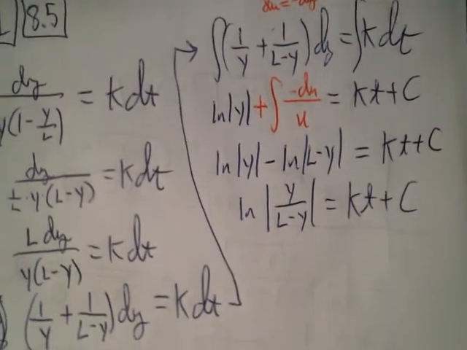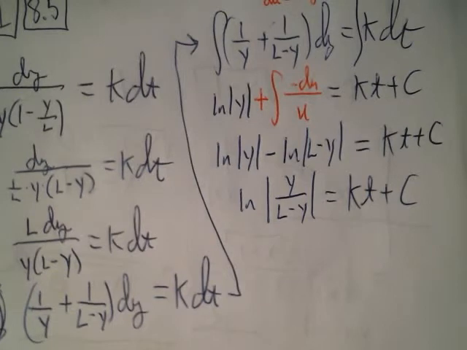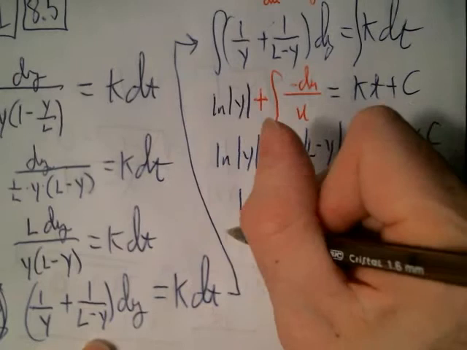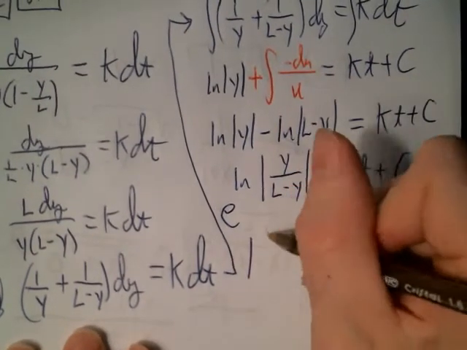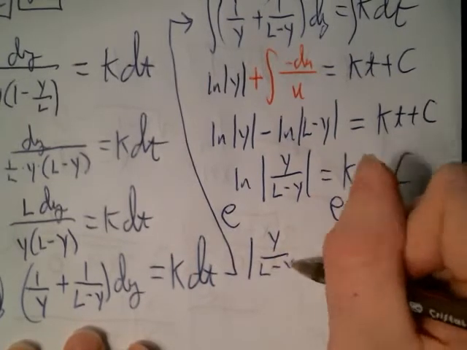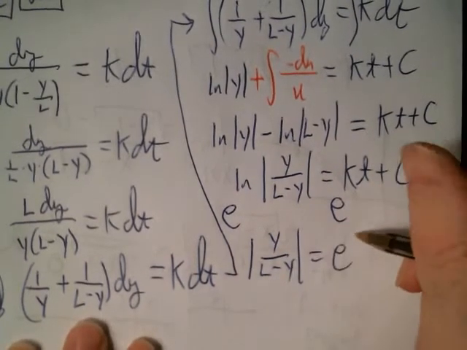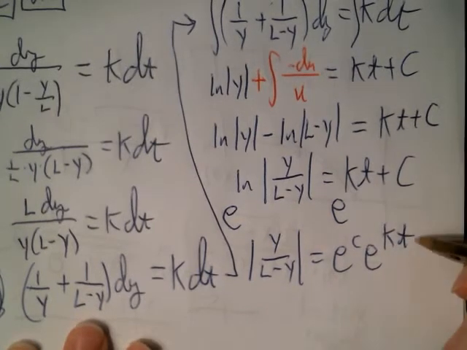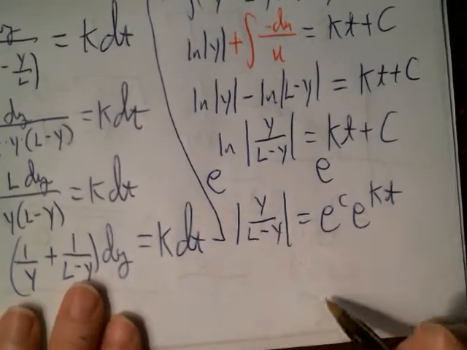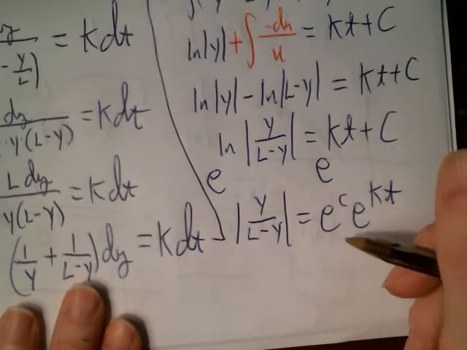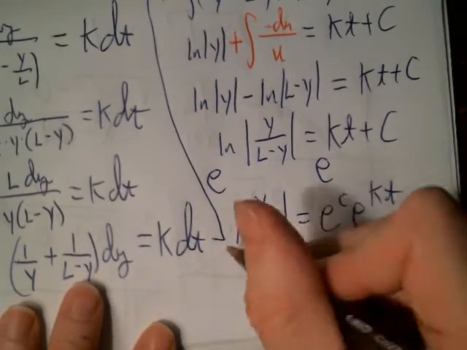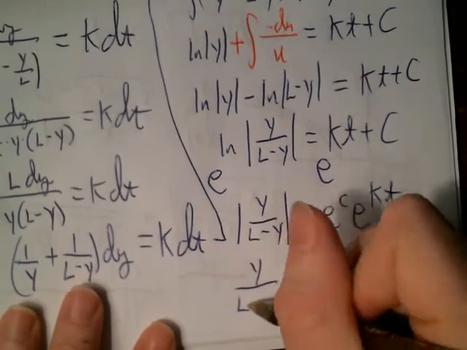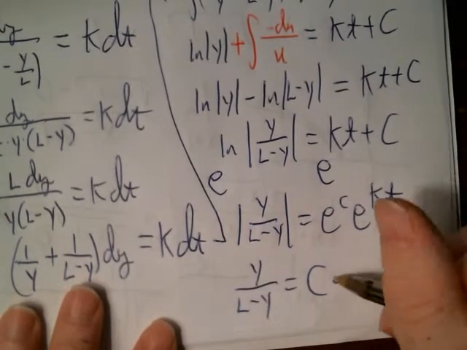And then we kind of clown around like we did with solving the exponential growth equations. So you want to exponentiate both sides. This, of course, will become the absolute value of y all over L minus y. Over here, you'll have e to the c times e to the kt. Drop the absolute values, and you can replace this e to the c with a constant, if you wish. So a big C. So I'll have y all over L minus y equals big C e to the kt.